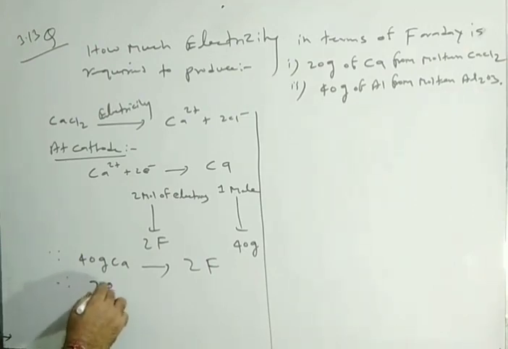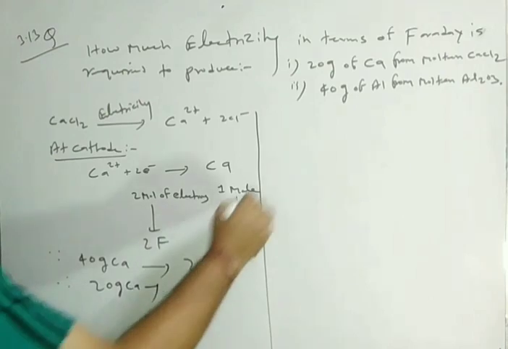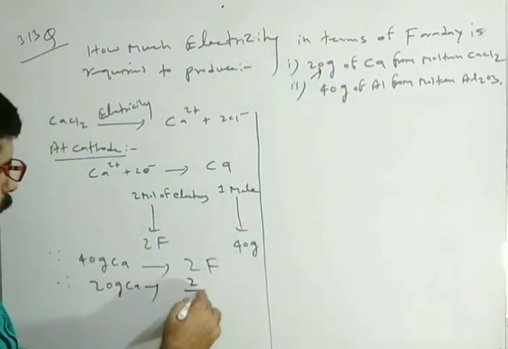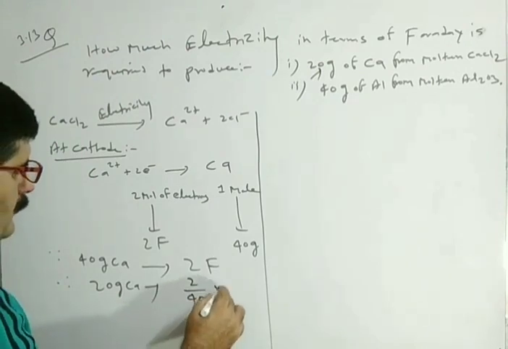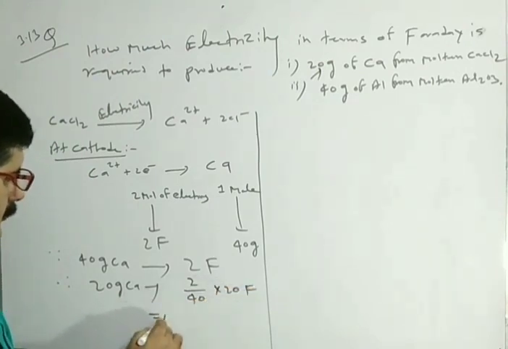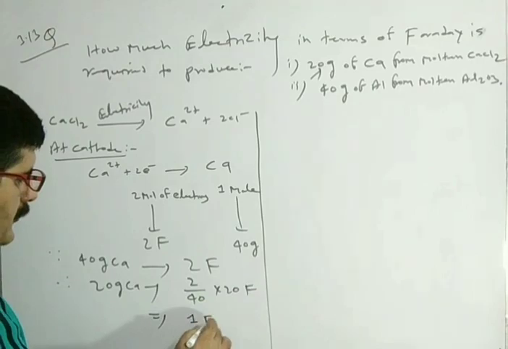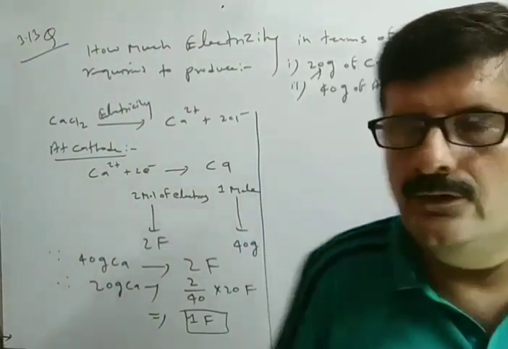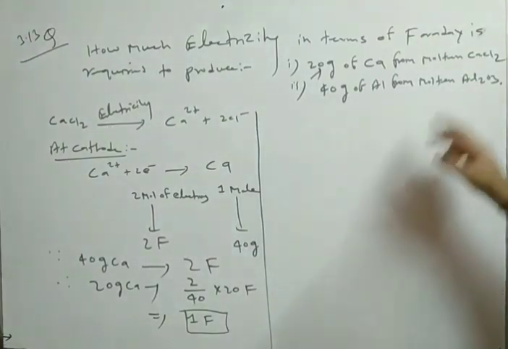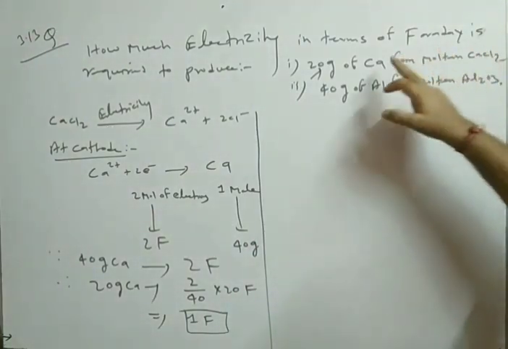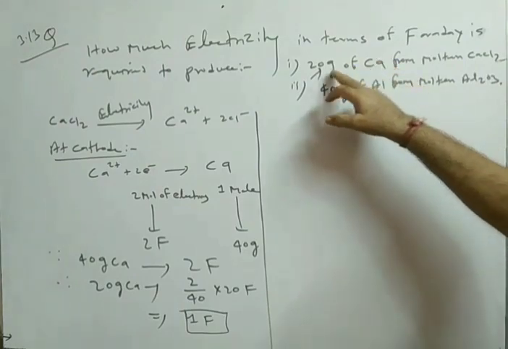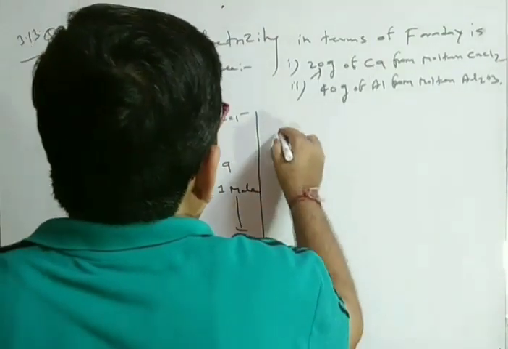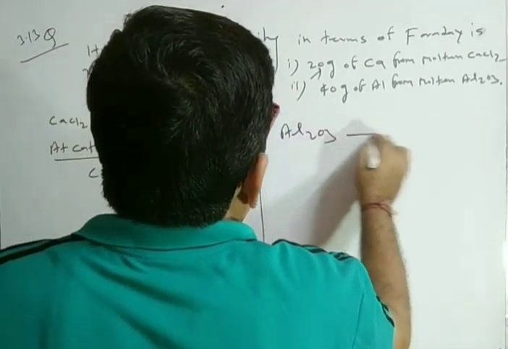Therefore, 20 gram calcium, because in the question 20 gram calcium is given, equals 2 by 40 into 20 Faraday, which means what? 1 Faraday. So 1 Faraday of electricity is required for the conversion of CaCl2 to Ca, and the weight of Ca is equal to what? 20 gram.